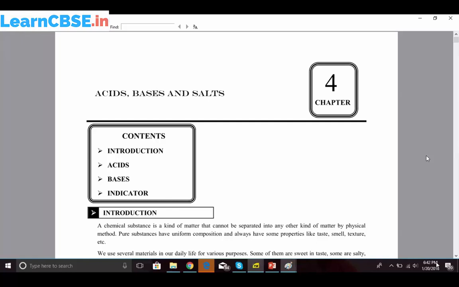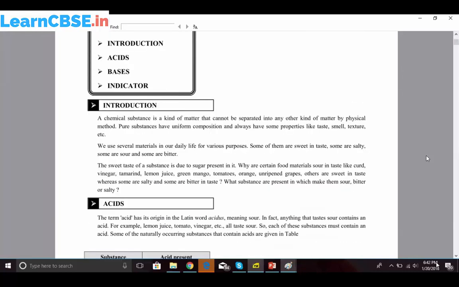Okay. So chapter 4, acids, bases and salts. We are using so many materials in our day-to-day life. Some are sweet, some are salty, some are sour in taste, and some are bitter. The sweet taste is due to the presence of sugar in it. And the sour taste is something like curd, vinegar, tamarind, lemon juice, and all of these have a sour taste.